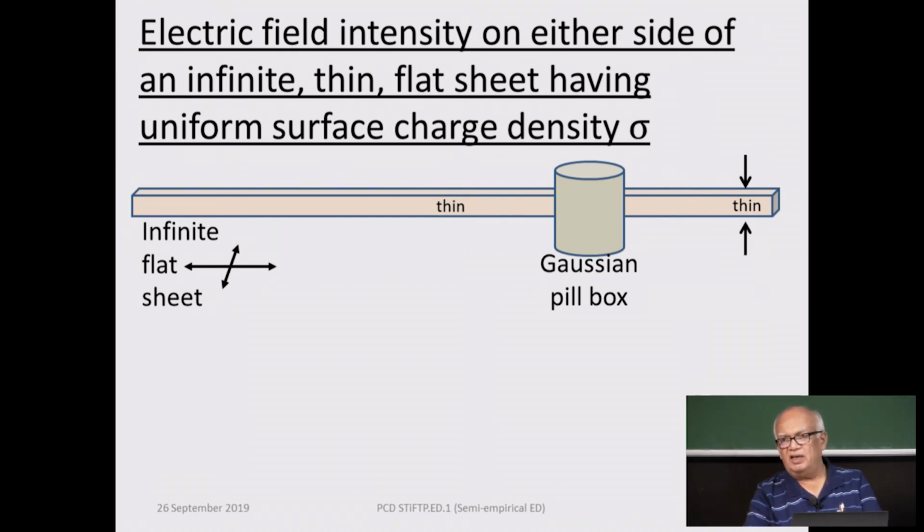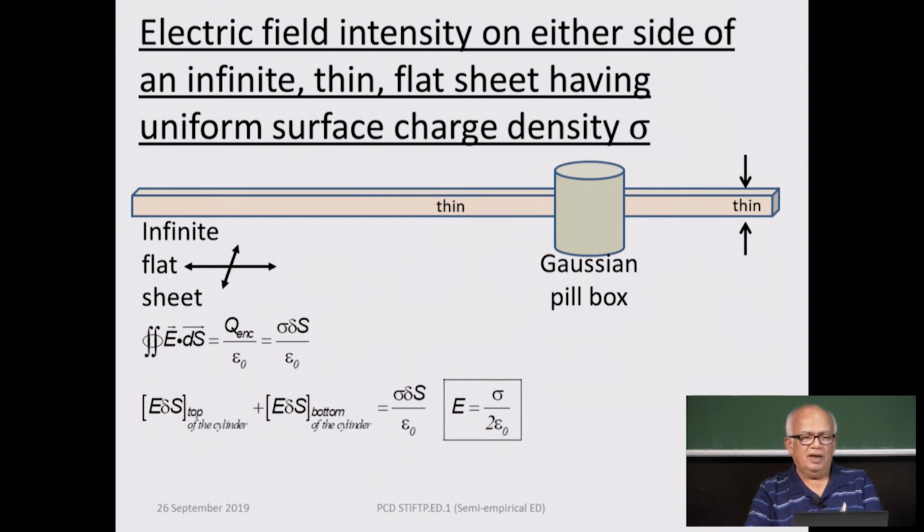It will contain a finite charge element, because the radius of the cylinder of the Gaussian pillbox is finite. So, that depends on the surface charge density times the cross section that you have intersected by this Gaussian pillbox, which is sigma into delta S. And then there will be contributions on the top and at the bottom, and both will be equal because of symmetry. So, they add up.